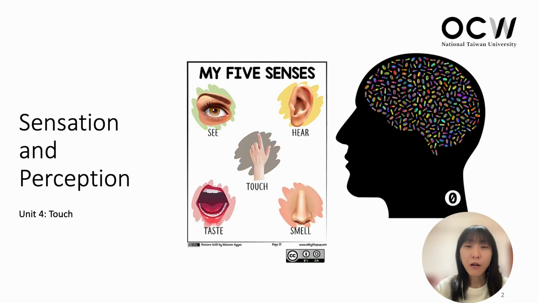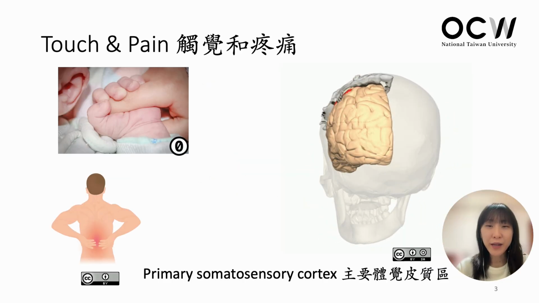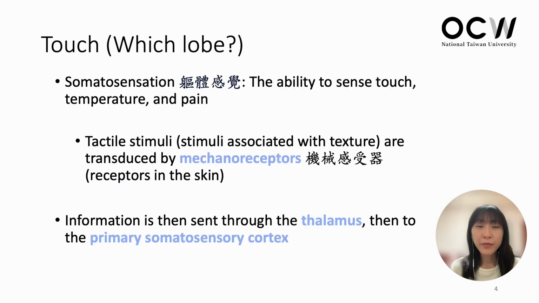Welcome to the unit on touch. In this unit, we will talk about touch and pain together. The parietal lobe is in charge of our touch and taste. Somatosensation is the ability to sense touch, temperature, and pain.